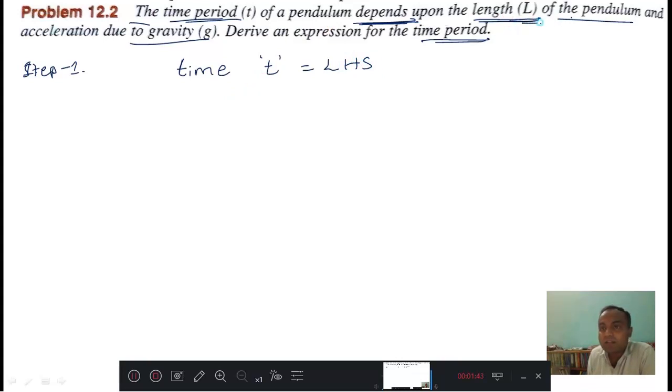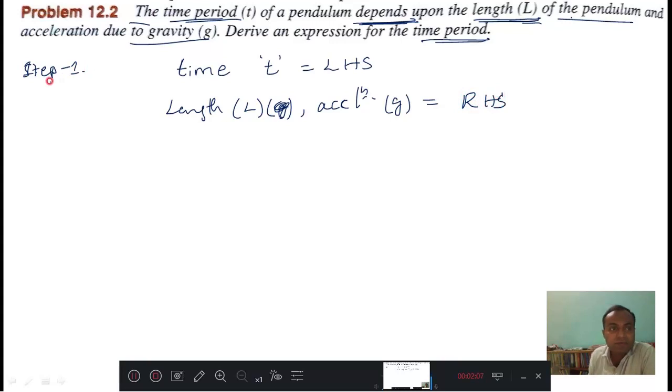Now it is depending on what? It is depending on the length, we will call it L. And it is depending on the acceleration due to gravity, G. It is depending on that. Therefore, these two terms I will write on the right-hand side. First step is over. I identified the dependent variable and independent variables.